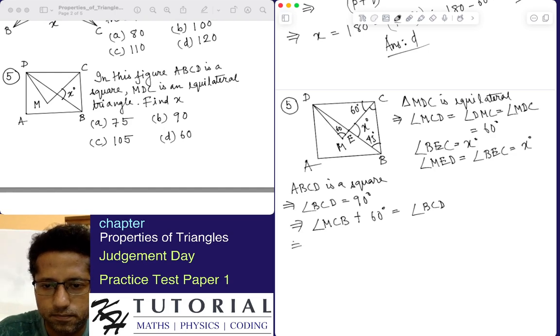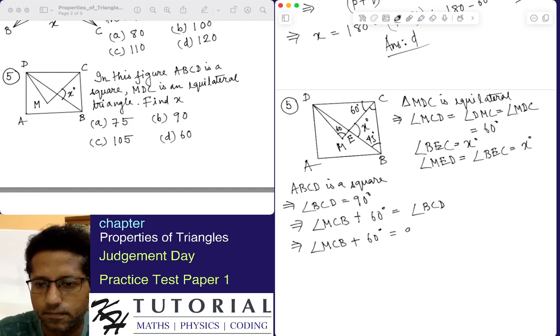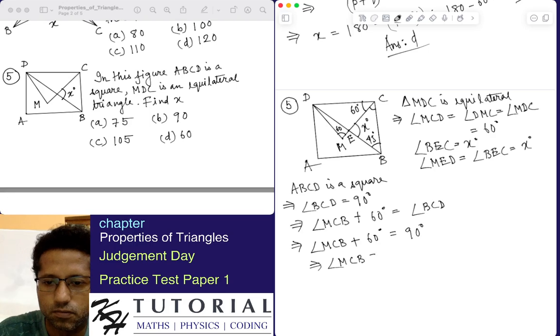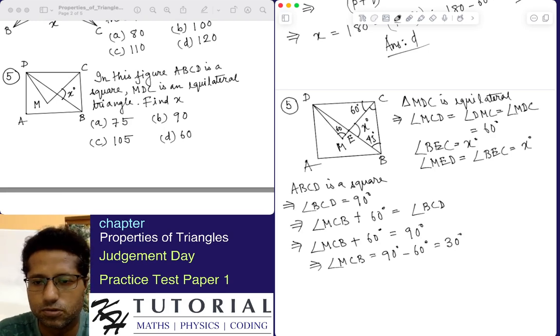This implies angle MCB plus 60 degree is equal to BCD, which is 90 degree. This implies angle MCB is equal to 90 degree minus 60 degree, that is 30 degree. So we got MCB equals 30 degree.